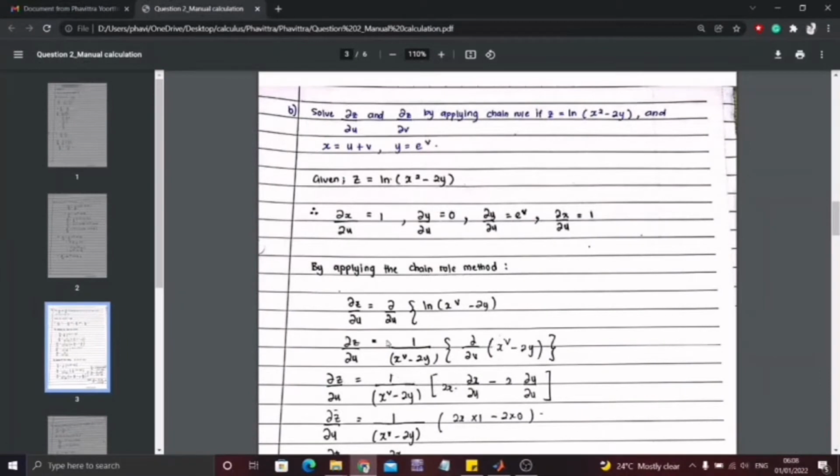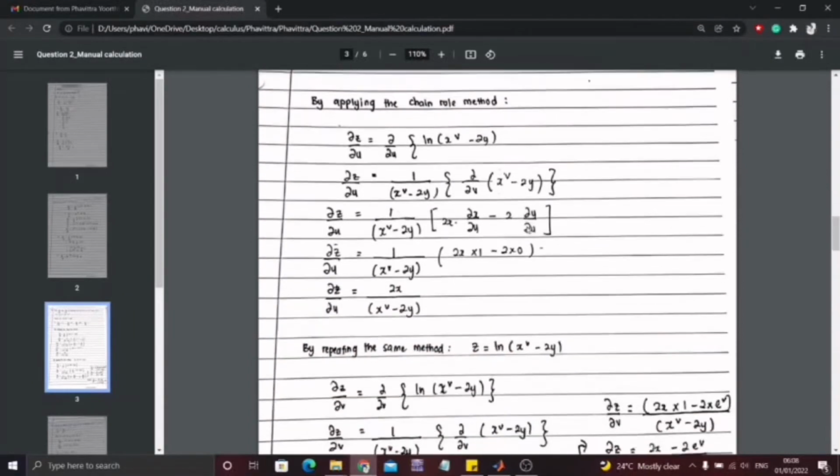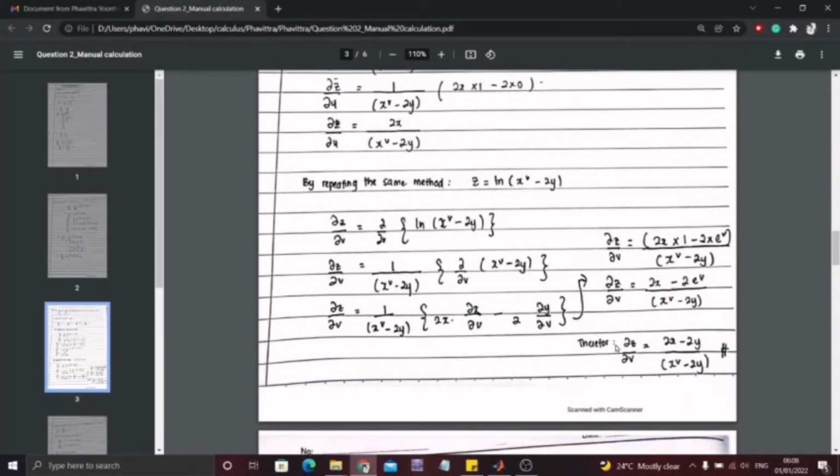For the next question, question 2b, solve dz over du and dz over dv by applying chain rule if z equals ln bracket x square minus 2y close bracket and x equals u plus v, where y equals exponent v. By doing the following calculation, where we apply the chain rule method, the final answer is dz over dv equals 2x minus 2y over x square minus 2y.